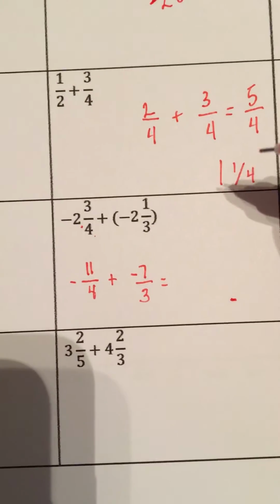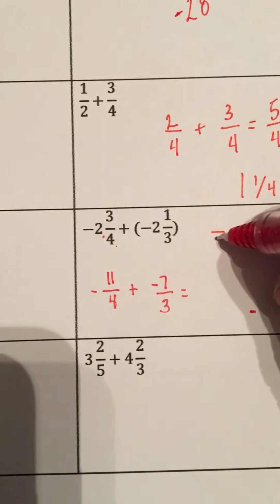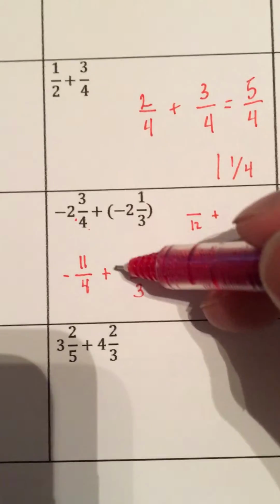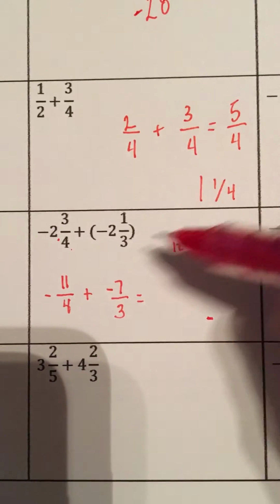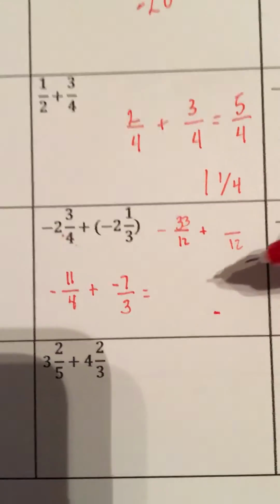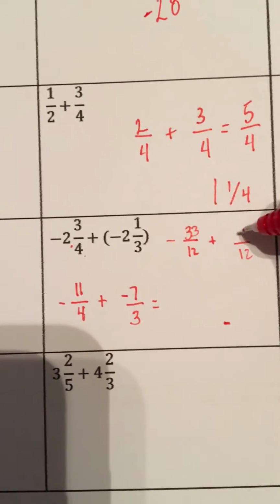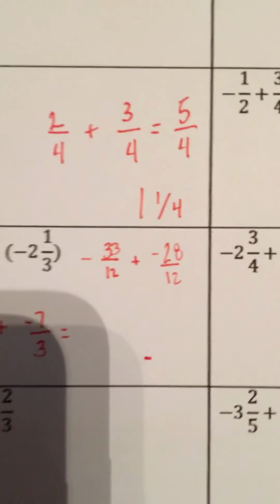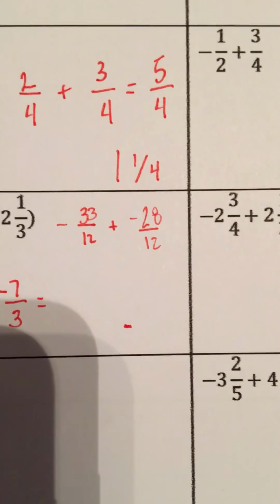All right, now before we start adding these fractions, we need to find the lowest common denominator of 4 and 3, which is going to be 12. 4 to get to 12, we're going to multiply top and bottom by 3. 4 times 3 is 12. 11 times 3 is 33. Don't forget your negative. 3 to get to 12, we're going to multiply bottom and top by 4. 7 times 4 is 28. Also, don't forget the negative. Now we have -33 plus -28 over 12.